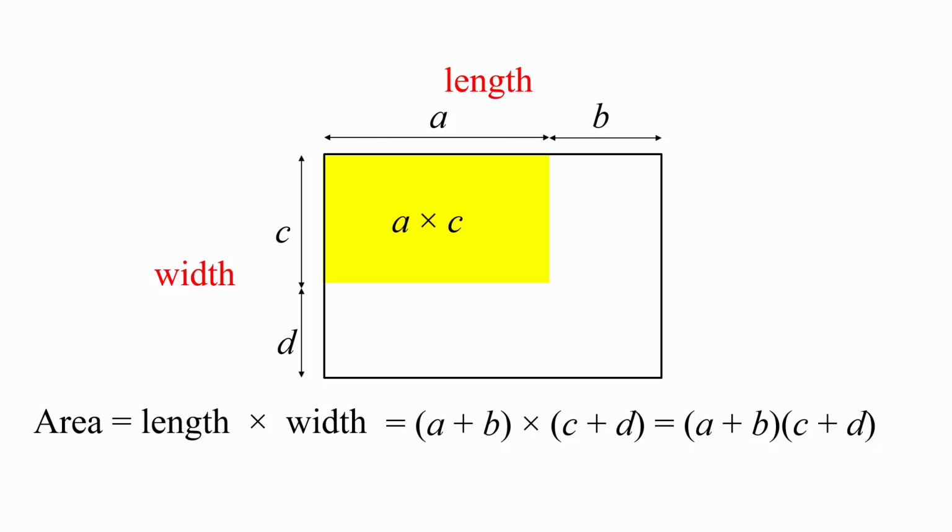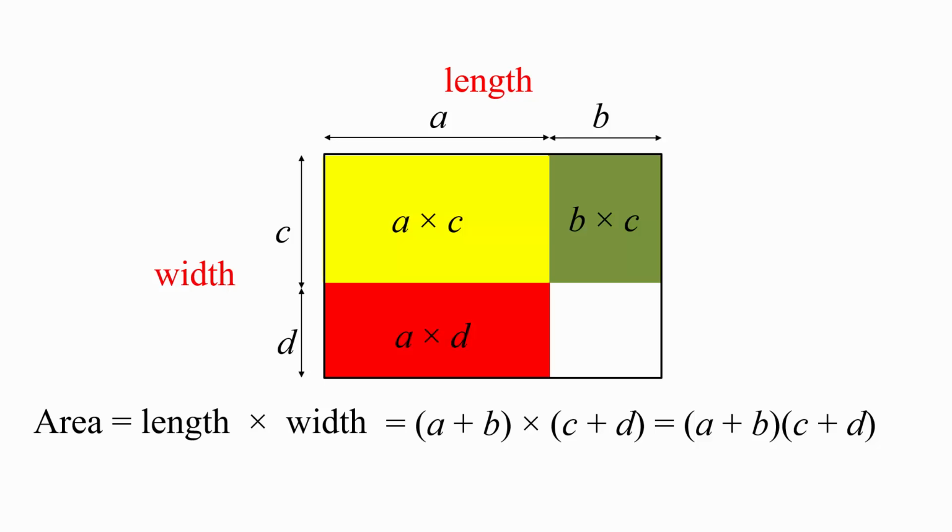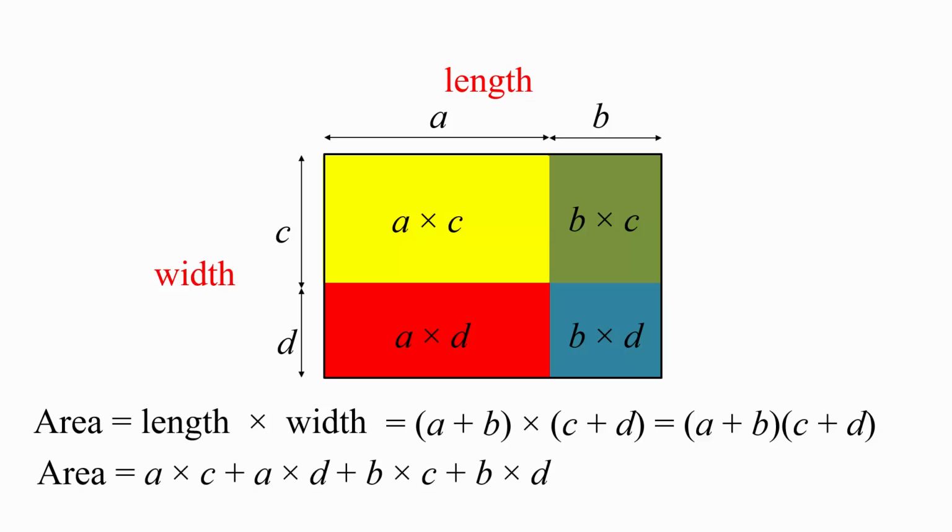There's a rectangle made up of the length A and width C, and the area is A times C. There's another rectangle, length B, width C, so the area is B times C. Another rectangle, length A, width D, so its area is A times D. And finally, a rectangle with length B and width D, so the area is B times D.